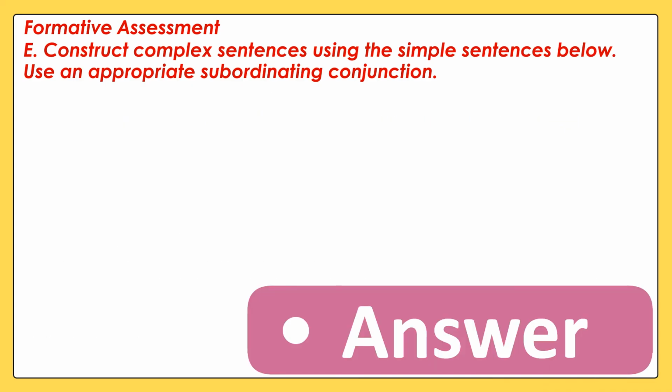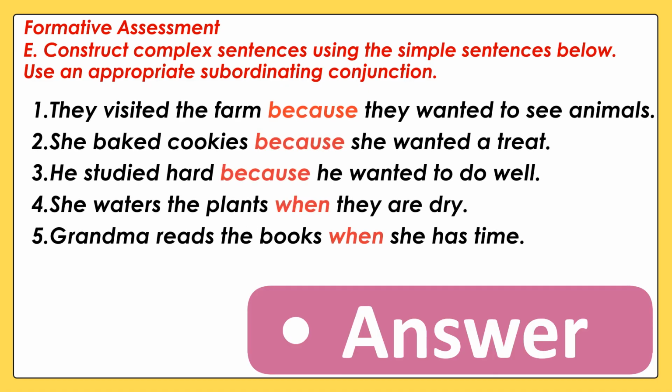And here are the possible answers. Number 1, they visited the farm because they wanted to see animals. Number 2, she baked cookies because she wanted a treat. Number 3, he studied hard because he wanted to do well. Number 4, she waters the plants when they are dry. Number 5, grandma reads the books when she has time.